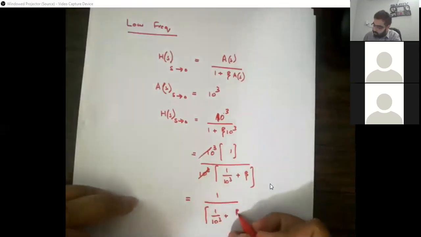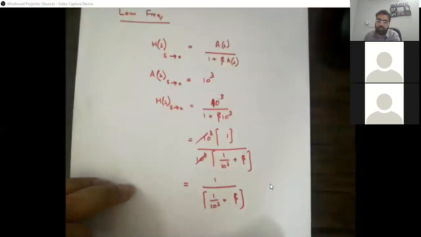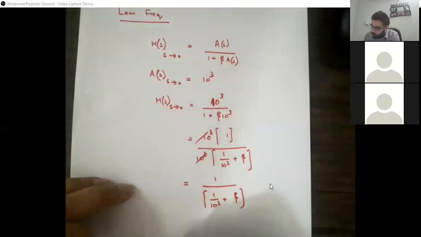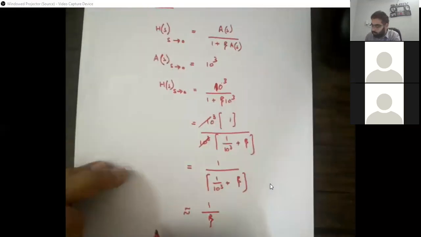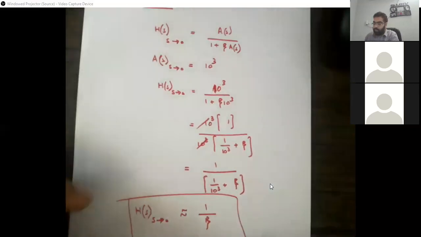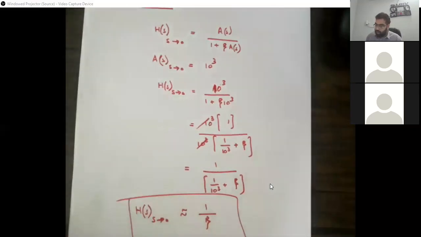Plus beta. So 1 over 10 by 3 क्या है? It's going to be a very small value. So I can approximate this thing equal to... So that's basically something. At DC value, my H of S at S over 0 is ultimately giving me an overall 1 over beta gain.